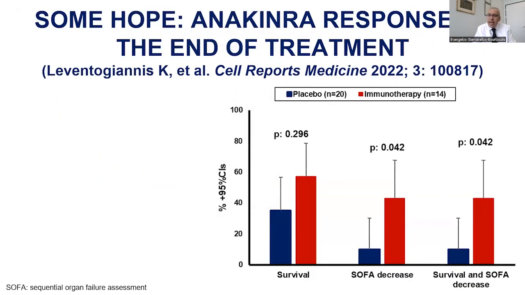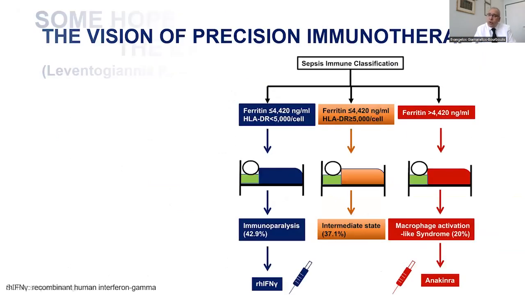And all of a sudden, we had some traces of hope. At the end of the 7-day treatment with anakinra, you see that there is a decrease of SOFA score of patients receiving therapy compared to patients receiving placebo. So what do we suggest that we need to do? In patients with macrophage activation syndrome, in red, we need to give anakinra. In patients with immunoparalysis, in blue, we need to stimulate, to wake up the immune system. How? By giving recombinant interferon gamma.